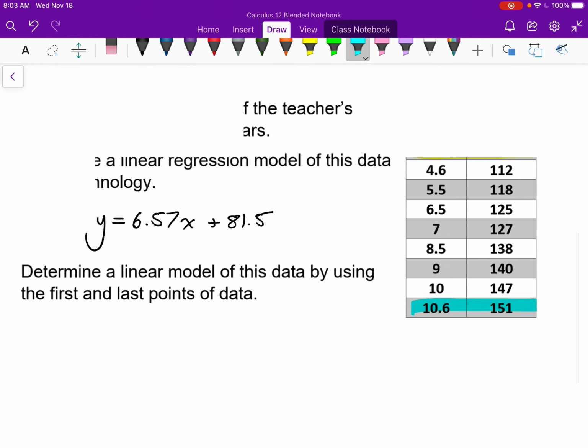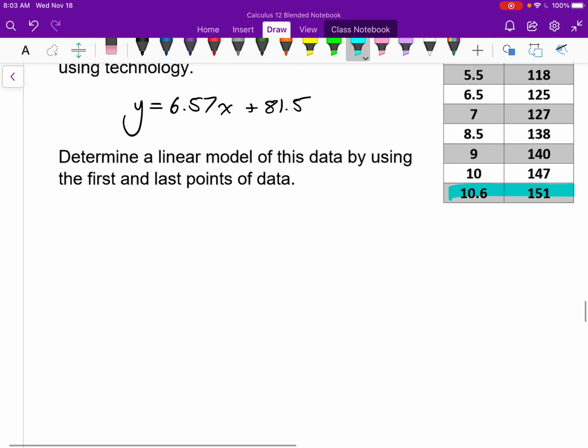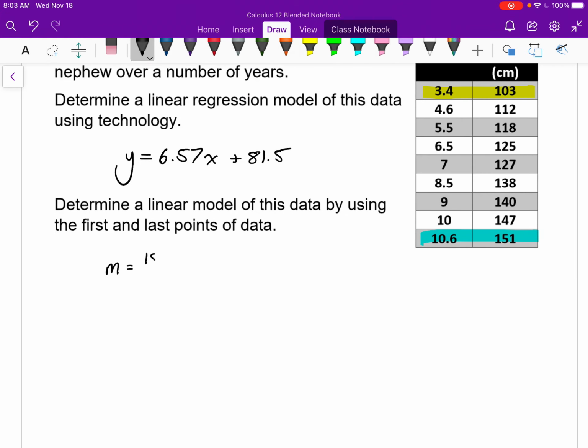Well, first I need to figure out the slope between those 2 points. And so the slope between those 2 points will be the change in y, so 151 minus 103 divided by the change in x. Which, if I decimalize that, I get about 6.67. That's my slope. Which, notice, my regression model, the slope was 6.57. So it's pretty similar.